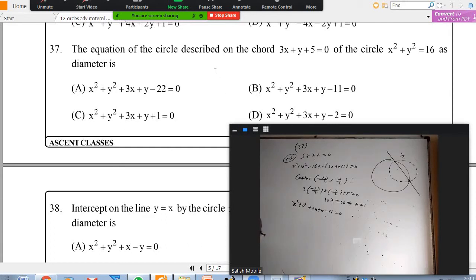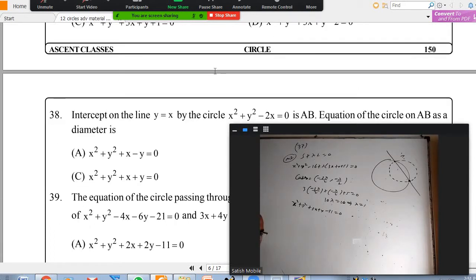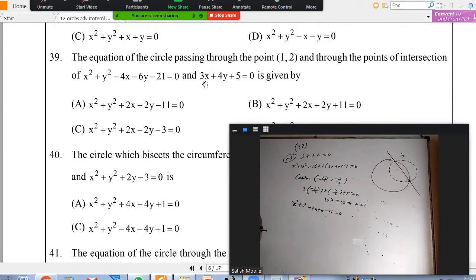Okay, so already you've done this kind of question. Nothing new, like a revision. Are we clear about 37, right? And 39 is very easy. The equation has to pass through this point: S plus lambda L, substitute 1 comma 2.